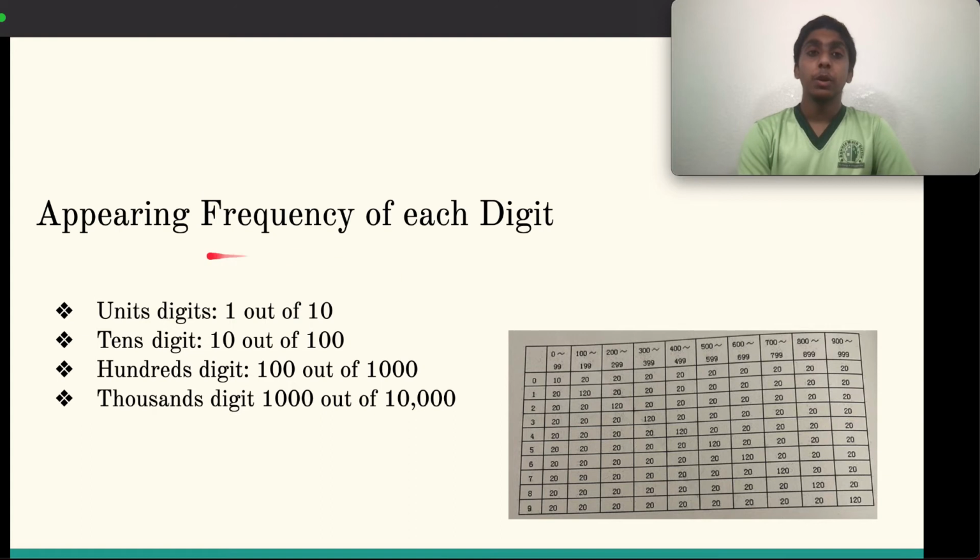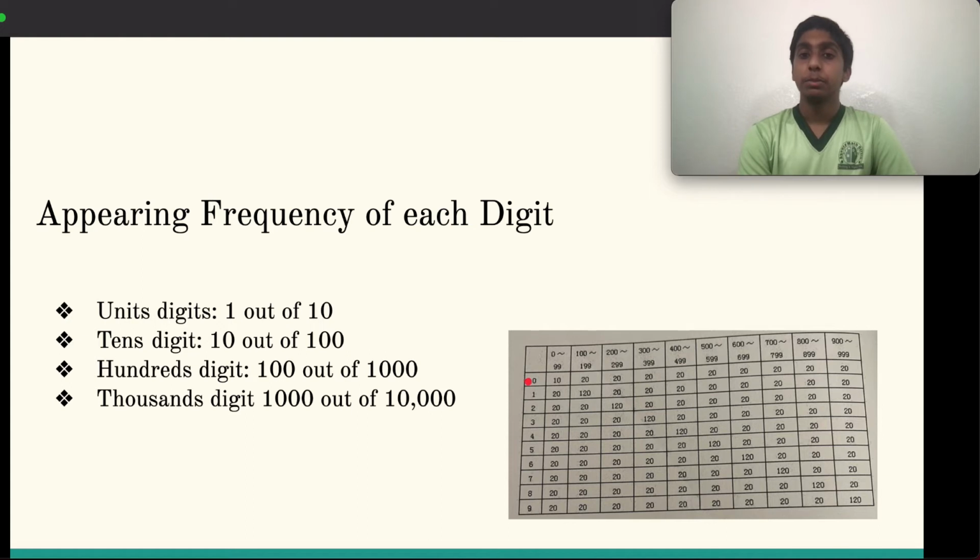And so also we need to go over the appearing frequency of each digit. So the units digit appears 1 out of 10 times. The tens digit appears 10 out of 100 times. The hundreds digit appears 100 out of 1,000 times. And the thousands digit appears 1,000 out of 10,000 times. And here I have a quick little table that you should be able to use. You don't have to memorize the whole thing, obviously, but be able to utilize it if needed, right?